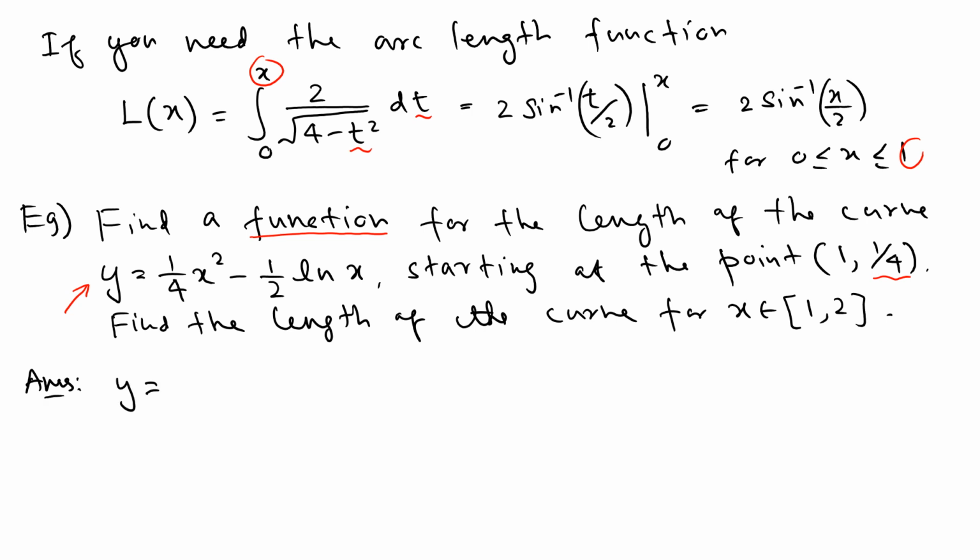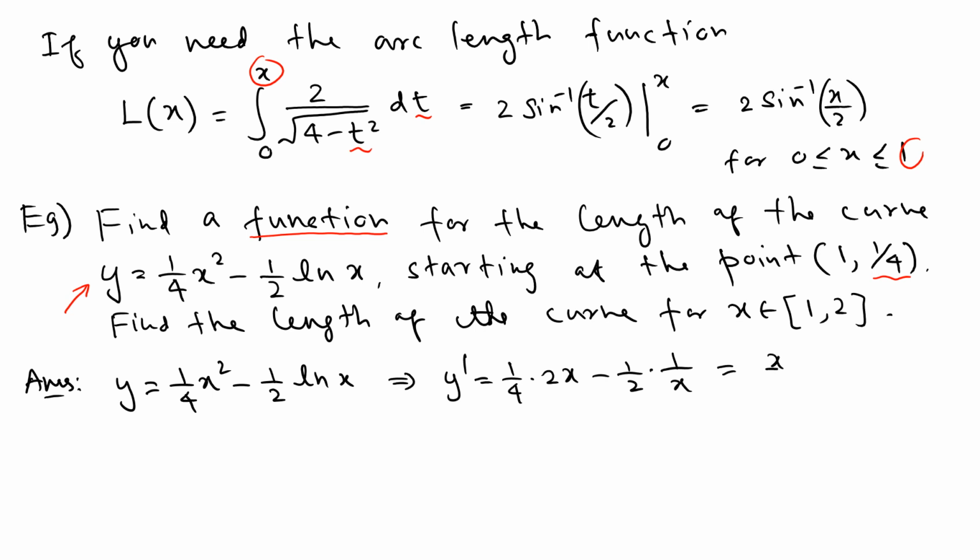We have y equals 1/4 x squared minus 1/2 ln x. Now we take the derivative. So y prime is 1/4 times, what's the derivative of x squared? 2x, minus 1/2 times the derivative of ln x, 1 over x. If you simplify this, you're going to get x over 2 minus 1 over 2x. That's what you get.